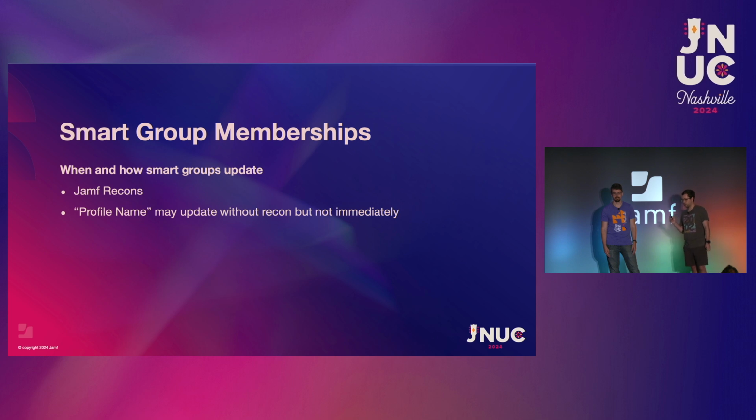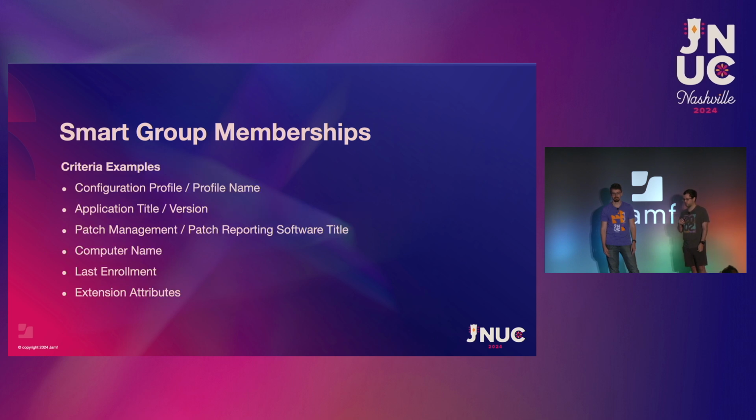All right, and then continuing on with the smart group memberships. So you can use configuration profile or profile name is a good one. Application title or application version is another one that we use quite commonly for membership. We use the patch management software titles for a lot of our patch management workflows, but we don't use the actual patch management to deploy the package. We like to use it just to get an idea of what the latest version is. So that's been a pretty common one.